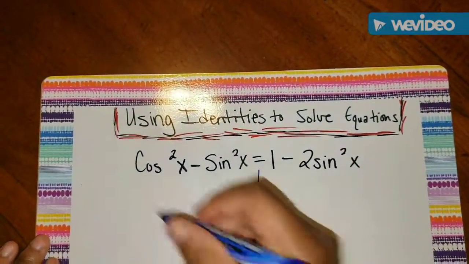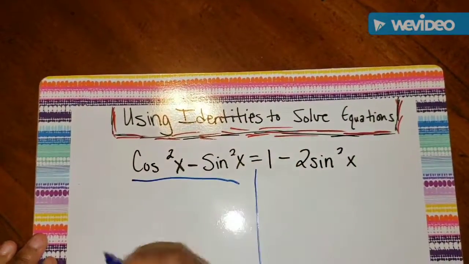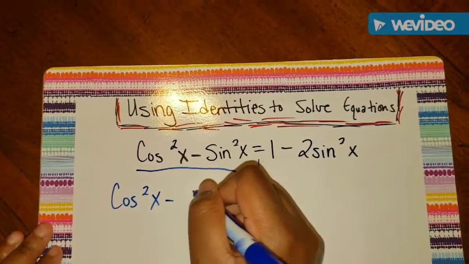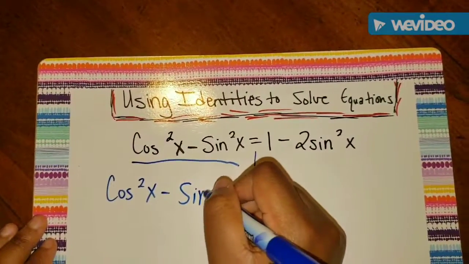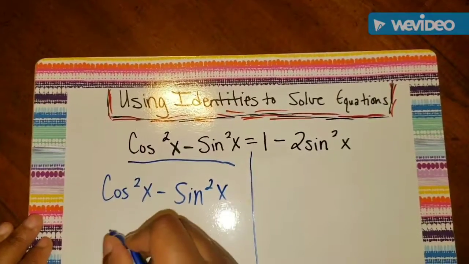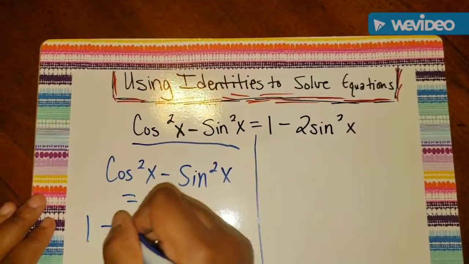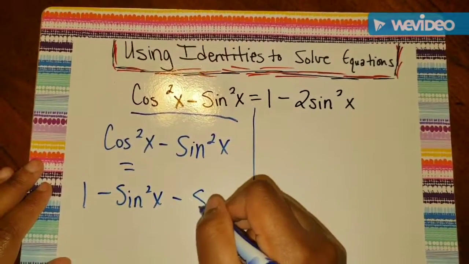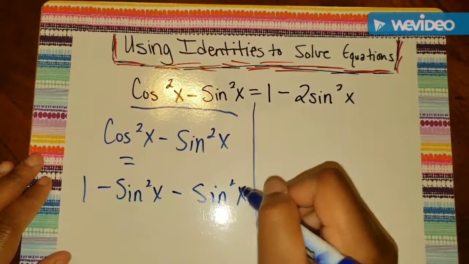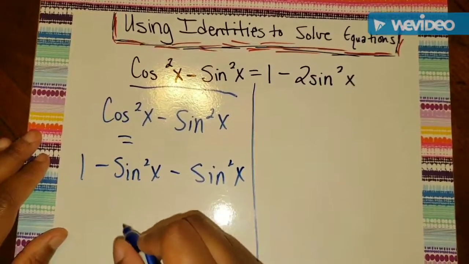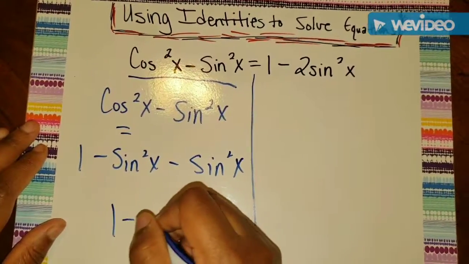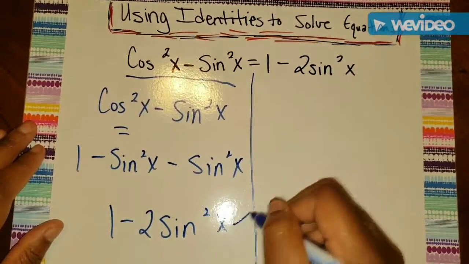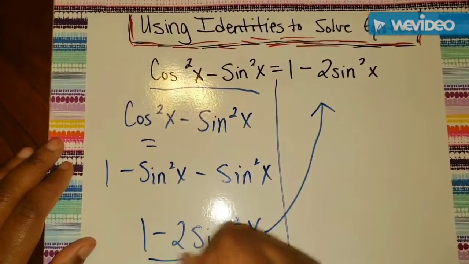So now we're going to make both sides equal by working with one side. So we're going to do the cosine squared minus the sine squared x side. So cosine squared x, looking at our identities, breaks down to 1 minus sine squared x, and then minus sine squared x. So you have 2 sine squared x. So 1 minus 2 sine squared x is your answer, and as we can see, it matches the other side.